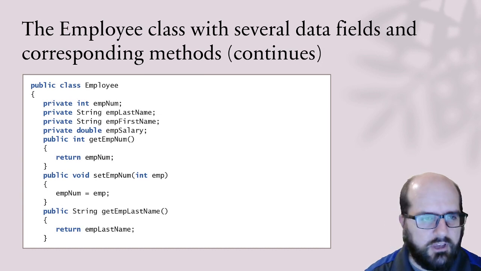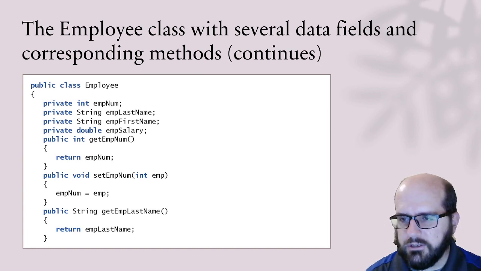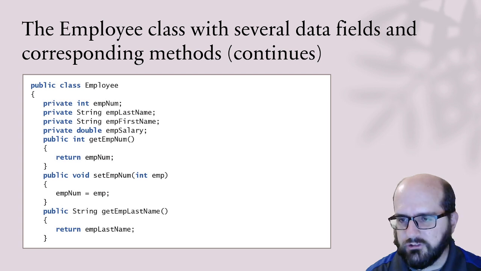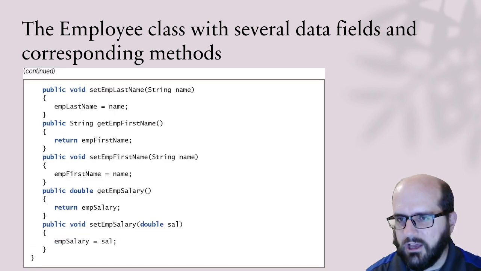Okay, so you can see what it looks like here. This is the employee name and number and all the methods that we use, which is the accessors and mutators. And you can see how that looks. We are going to stop the recording here.